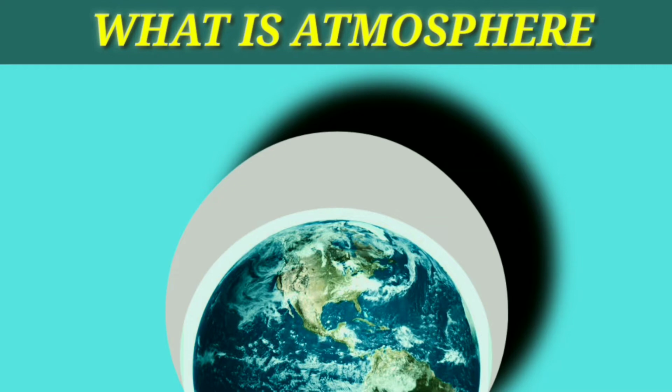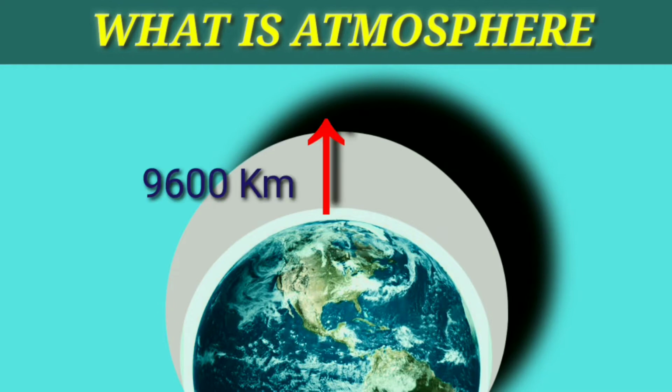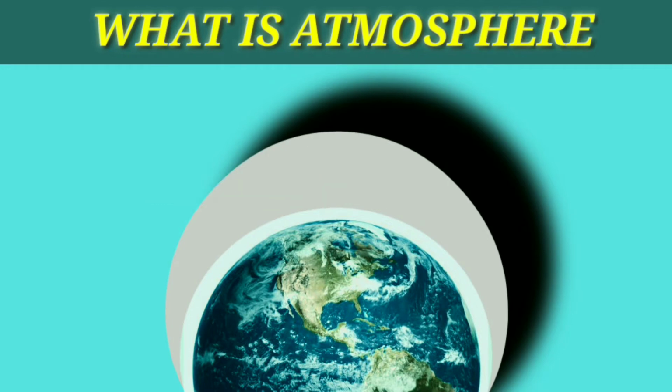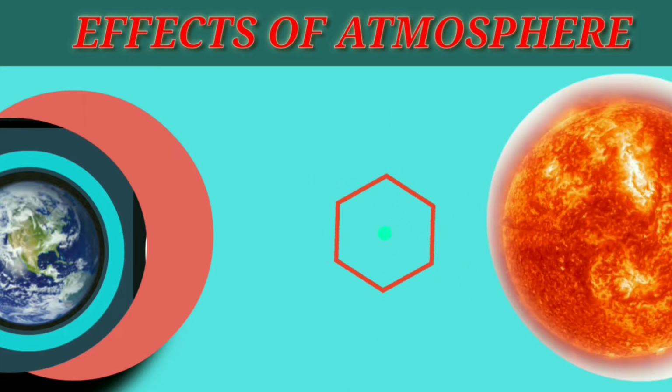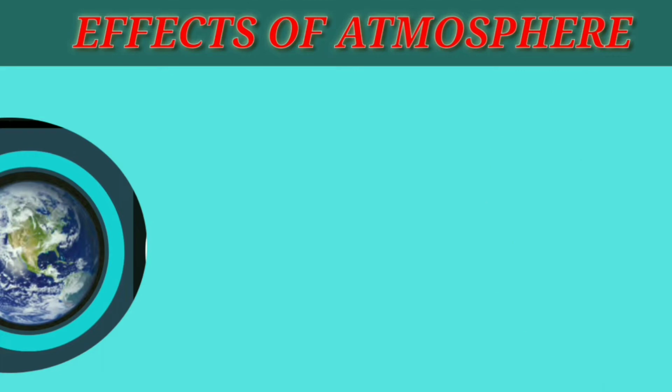The atmosphere is sticking to the Earth's surface because of gravitational force. The atmosphere is spread up to 9,600 kilometers from Earth's surface. The atmosphere works as a safety coat around the Earth. Friends, if the atmosphere were not present on the Earth, then the temperature would be very hot on the Earth at daytime and very cool at the night.